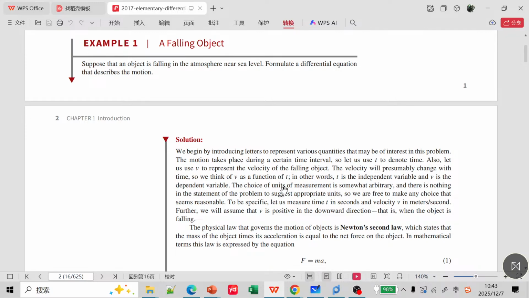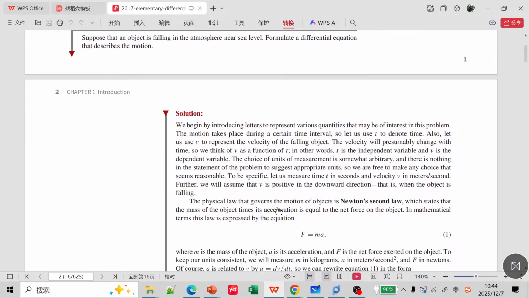The choice of units of measurement is somewhat arbitrary, and there is nothing in the statement of the problem to suggest appropriate units, so we are free to make any choice that seems reasonable. To be specific, let us measure time t in seconds and velocity v in meters per second. Further, we will assume that v is positive in the downward direction, that is, when the object is falling.